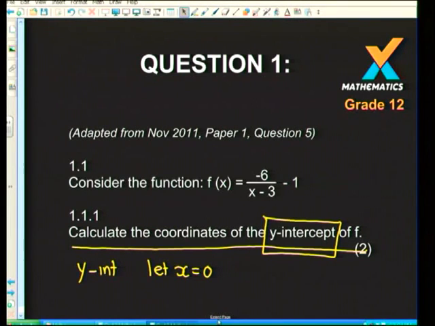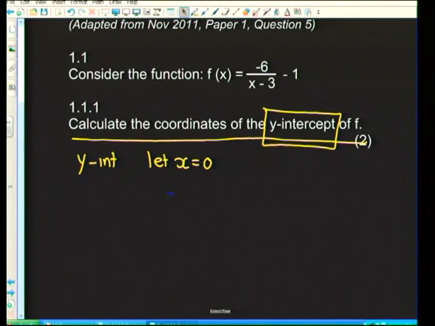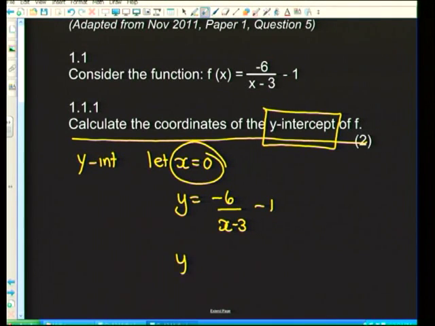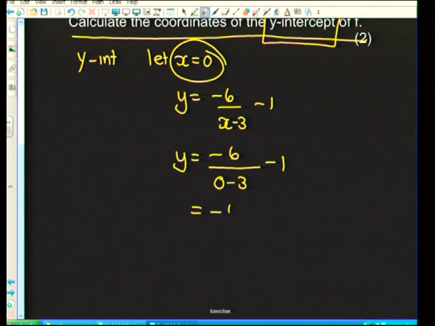And we're going to go to this equation. Remember, it reads y equals minus 6 over x minus 3, minus 1. And we're going to let x equal 0, so y is equal to minus 6 over 0 minus 3, minus 1, which means we have minus 6 over minus 3, minus 1. A minus over a minus is a positive, so 6 over 3 gives me 2, minus 1, which is 1. So y is equal to 1, so we have x is 0, y is 1.